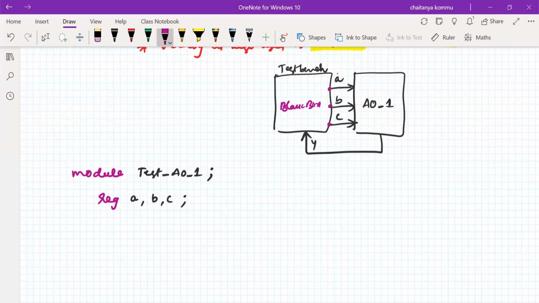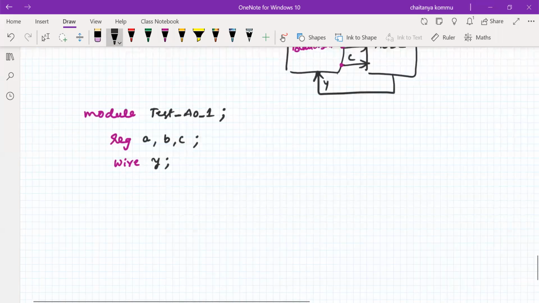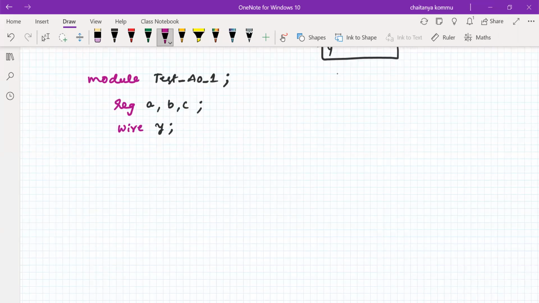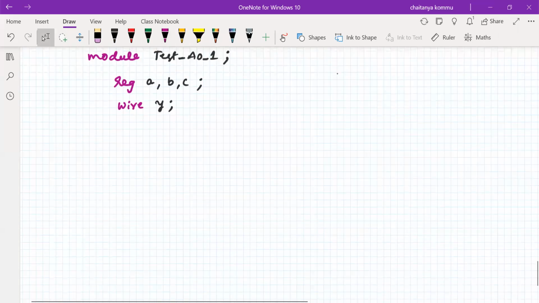All the outputs are declared as wire type. So what is the output that we have considered? Only Y. So Y is my output. That's all. We also have to end this with endmodule. Endmodule is required. So between these two, we have to write our waveforms.